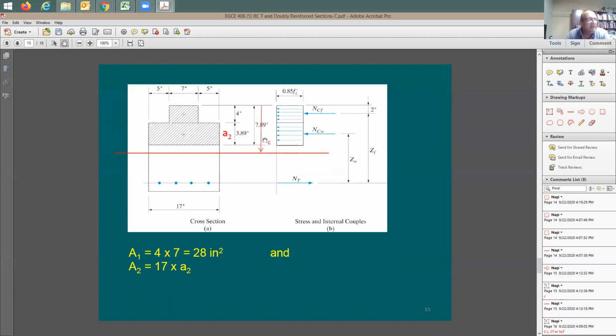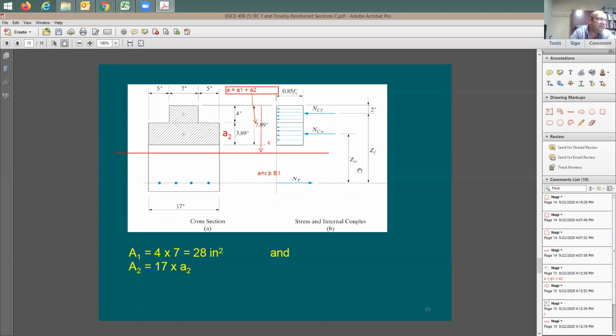So c is related to a. Now where is a? I'm going to say this is a here. So a is going to be the 7.89. This is going to be a lowercase. And this is equal to a1, which is 4 inches, plus a2, which is 3.89. Now what's the relationship between this c and a? You can say this is simple, because a equals c times beta 1.